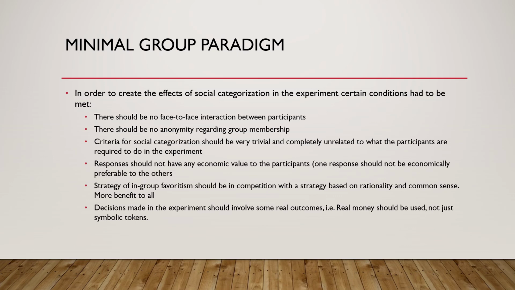The criteria for social categorization must be very trivial. The responses should not have any economic value. They were just rewarded these points that really didn't mean anything. The strategy of in-group favoritism should be in competition with a strategy based on rationality. There was more benefit to all through this. And then the decisions made in the experiment should involve some real outcomes. In the end, maybe real money should be used, and not just symbolic tokens given.